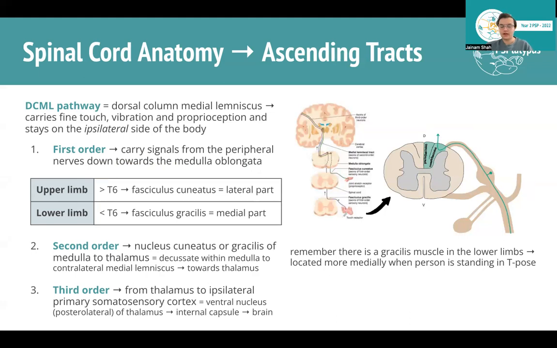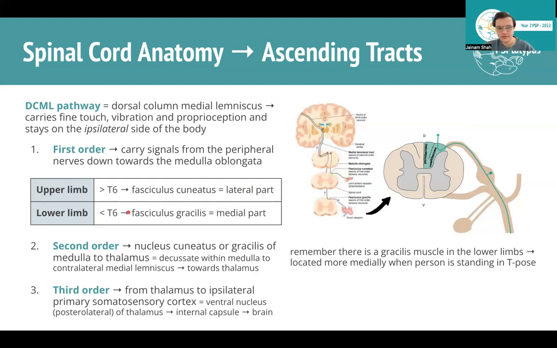From there, you've got the upper limb versions, and then you've also got the lower limb versions. The upper limb is responsible for everything above T6 level. That's a really good landmark to remember. And that goes towards the fasciculus cuneatus, which is this structure here. This part, which you will cover in midbrain lectures a lot more, will be on the lateral side of that particular part of the midbrain.